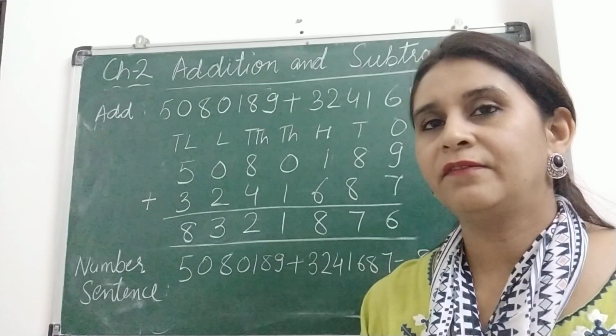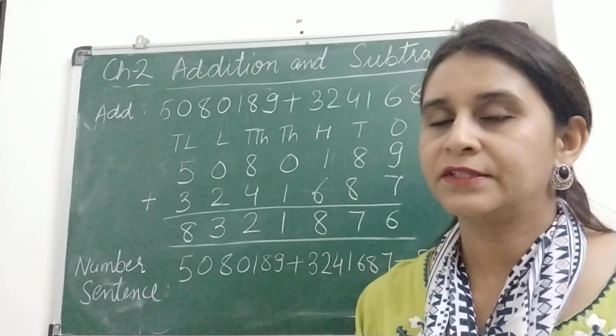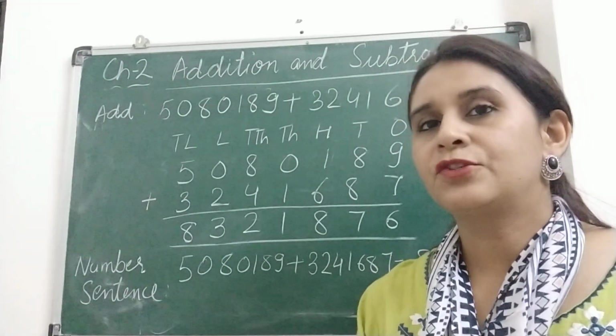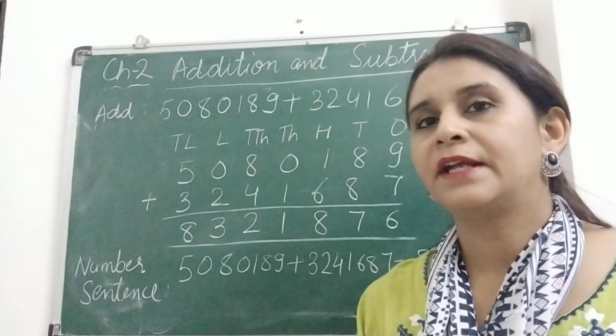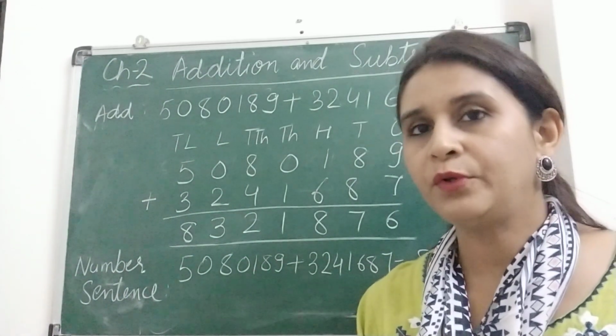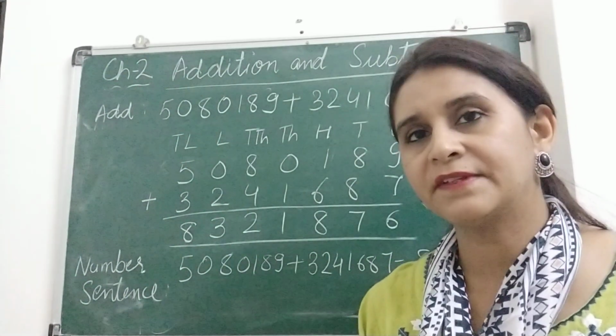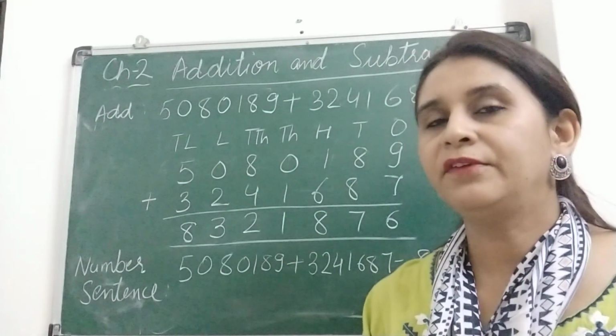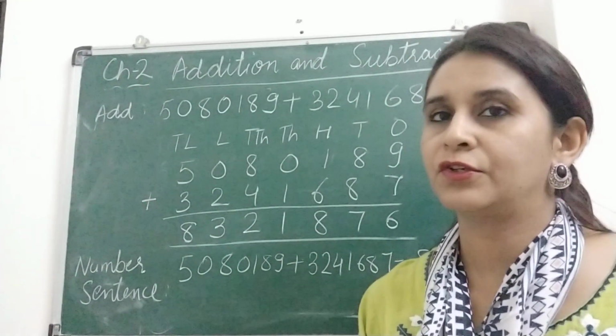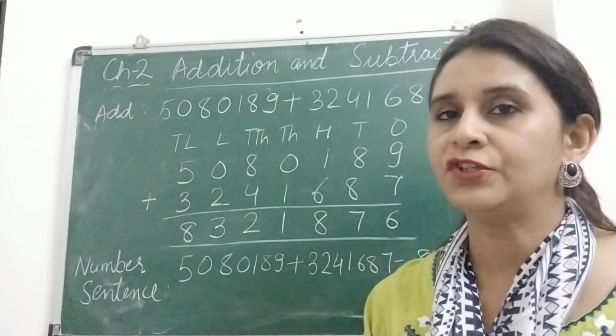Children, today we will do chapter 2, addition and subtraction. Children, you have done addition and subtraction of 4 to 5 digit numbers in your previous class. So, here we will do addition and subtraction of 6 to 7 digit numbers.